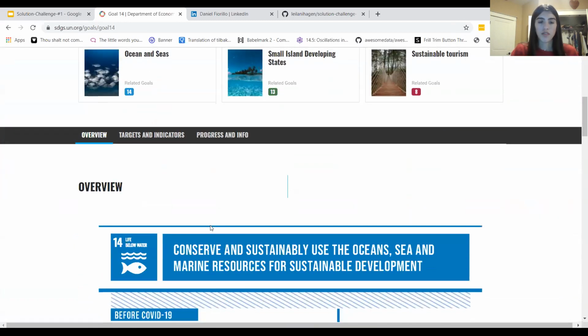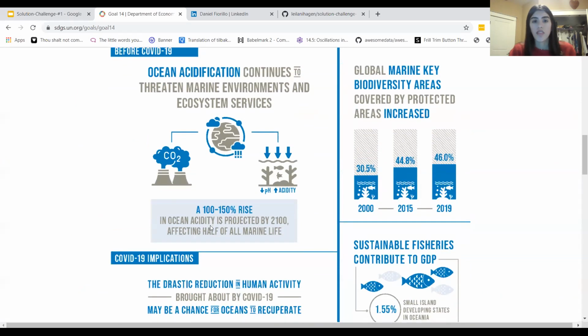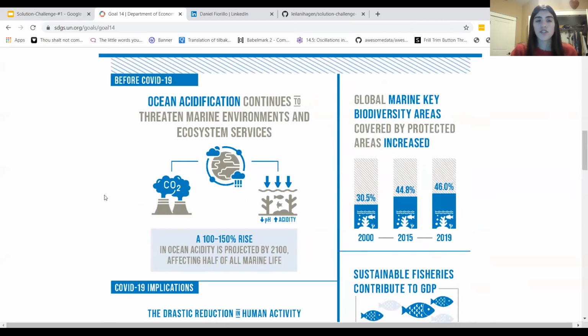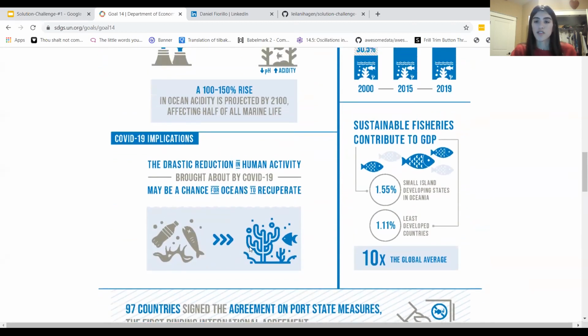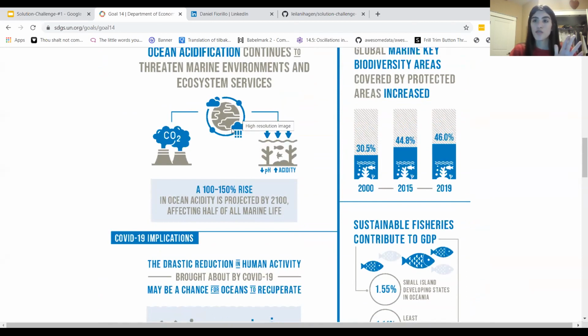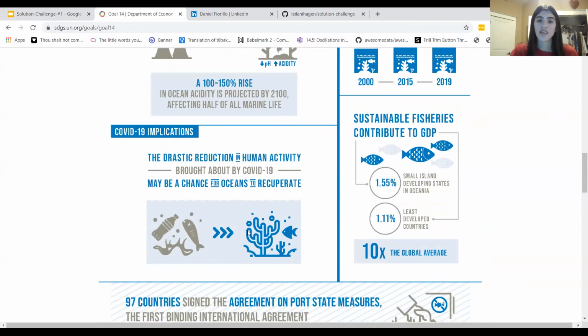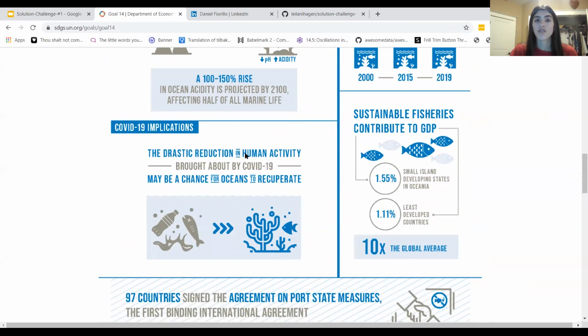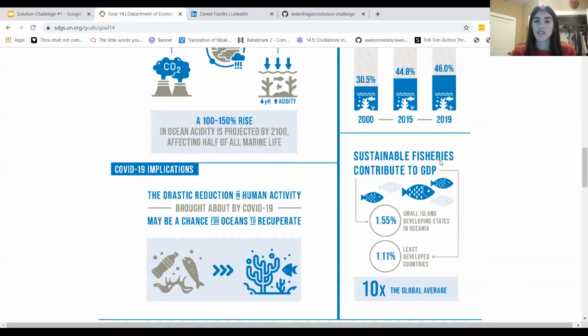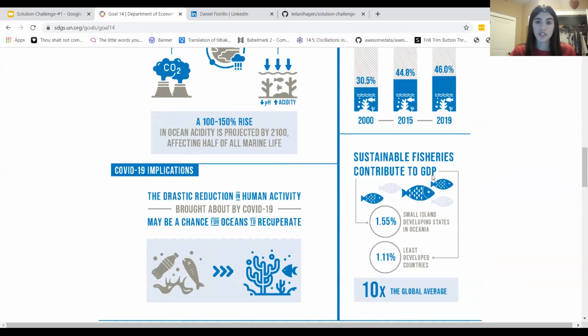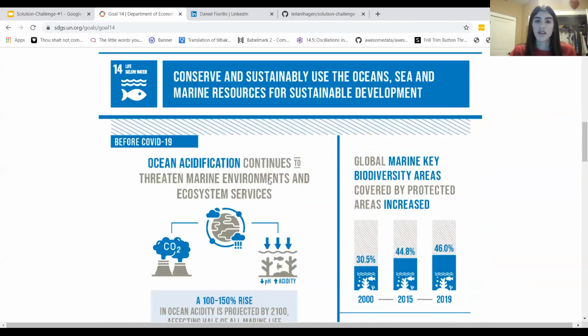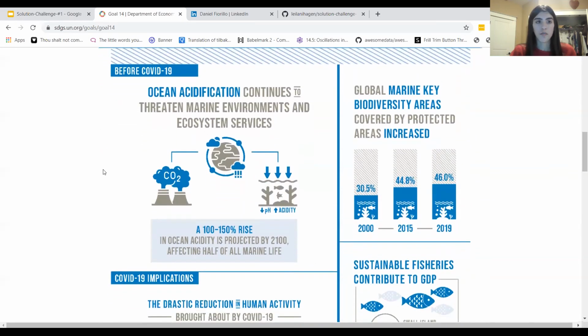Life below water. And a lot of these pages have the scenario before COVID and then after COVID. And usually before COVID it was bad, and then after COVID it got even worse. But luckily for this one, COVID has made the oceans better. The drastic reduction in human activity has allowed the oceans to recover a little bit. And it says sustainable fisheries actually contribute to the GDP. So this is an overview of the situation here.